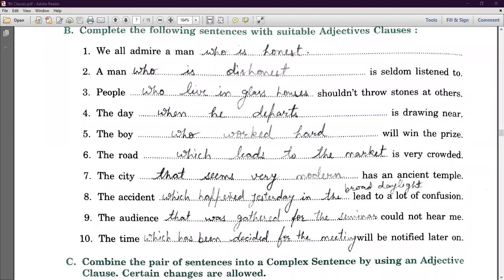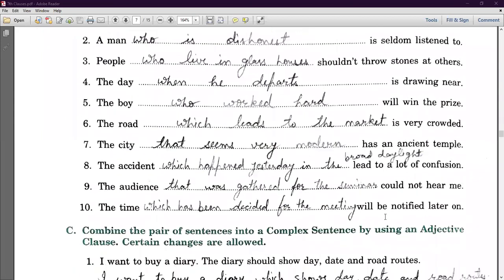The accident which happened yesterday in the broad daylight led to a lot of confusion. The audience that was gathered for the seminar could not hear me. The time which has been decided for the meeting will be notified later on.